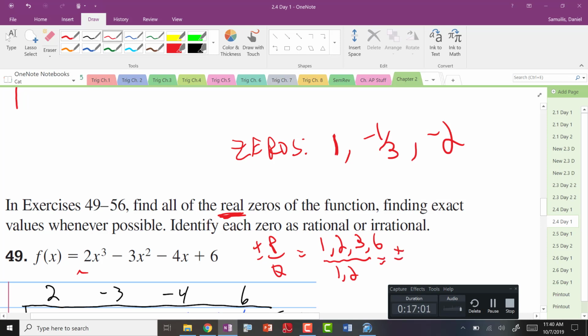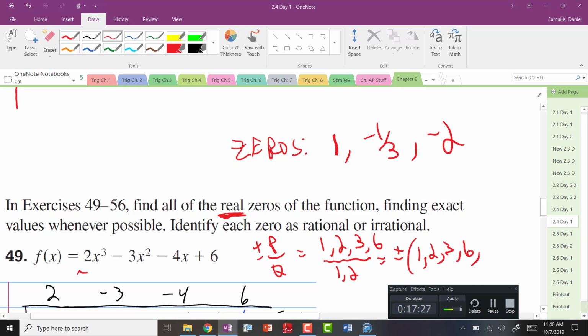Plus or minus, parentheses, let's be lazy, meaning all of these are plus minus in front of them. All of these numbers over 1. So 1 over 1, 2 over 1, 3 over 1, 6 over 1. Because the students back in the day, I told them, hey, usually the book's nice, and usually they get like 1, negative 1 works, or 2. They don't make you go through a lot.